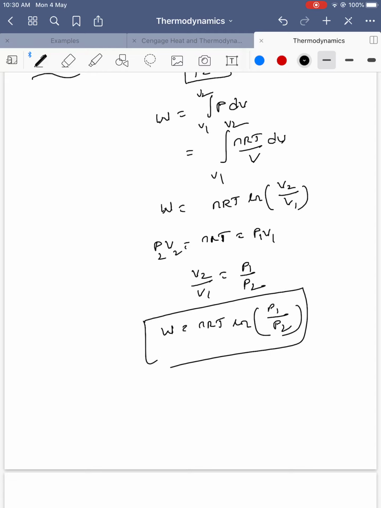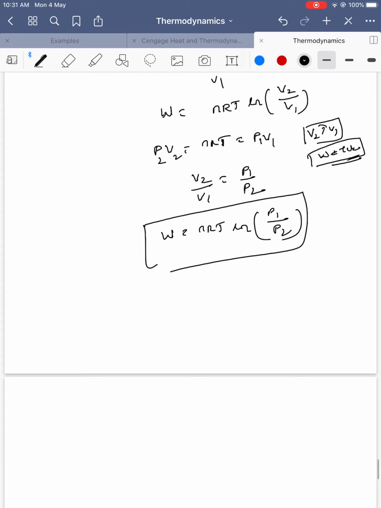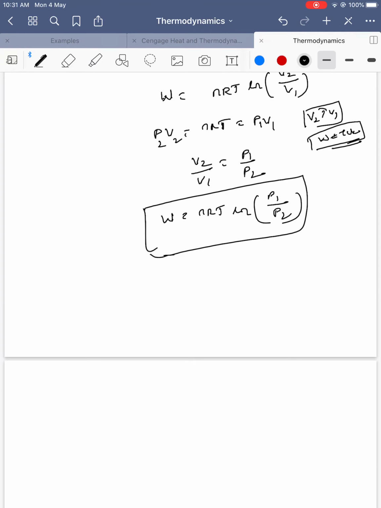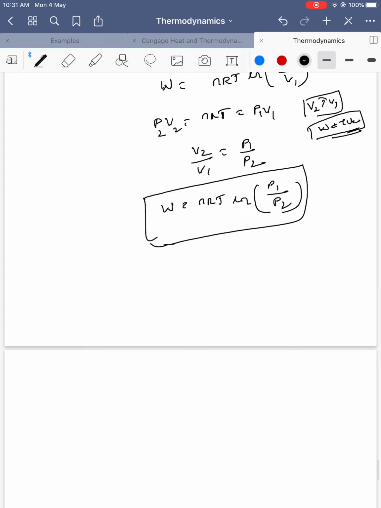So if V2 is greater than V1, then the work done is positive. In any process, not only this one, if volume is increasing, the work done is positive. If volume is decreasing, the work is negative. So this is the work done: nRT ln V2 by V1 or ln P1 by P2. Let's see the different graphs of the isothermal process.